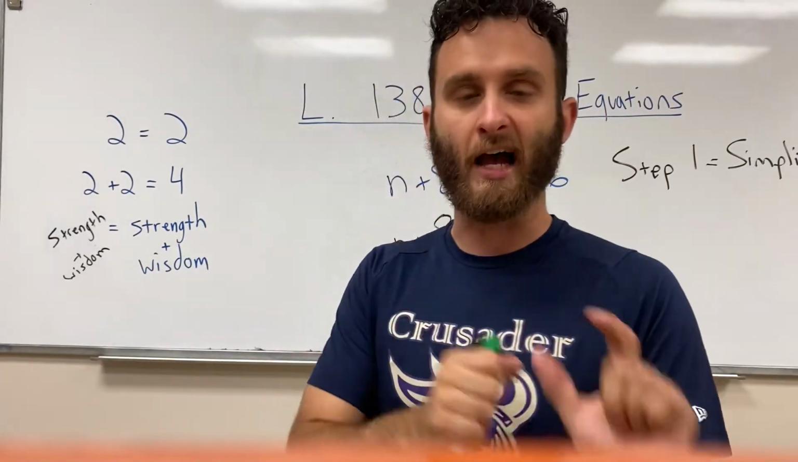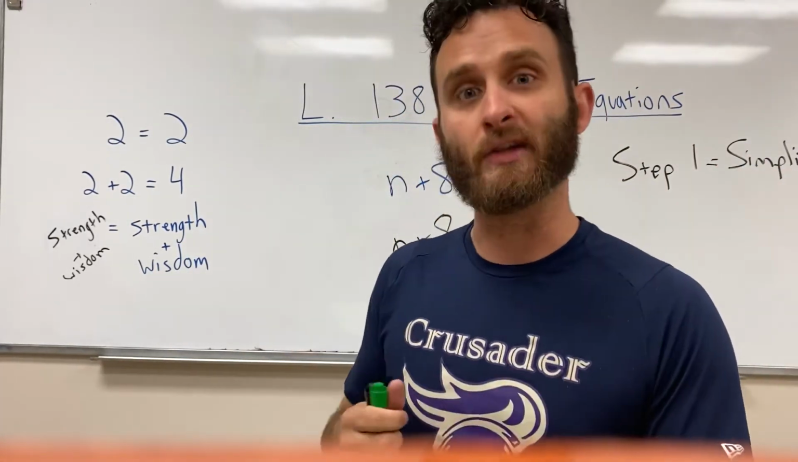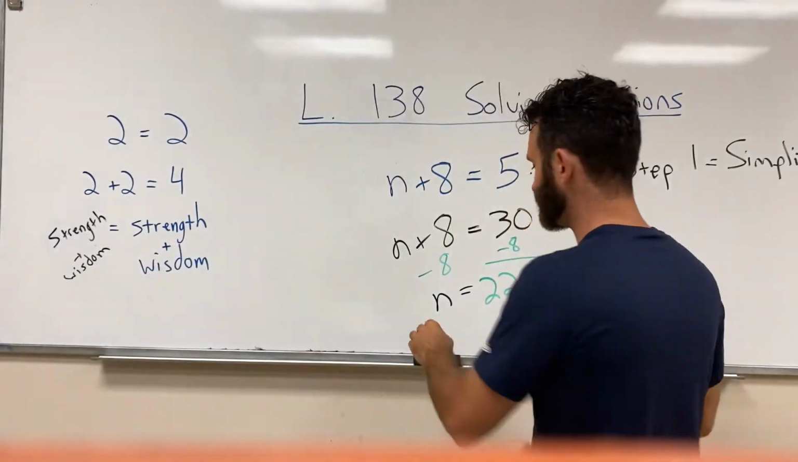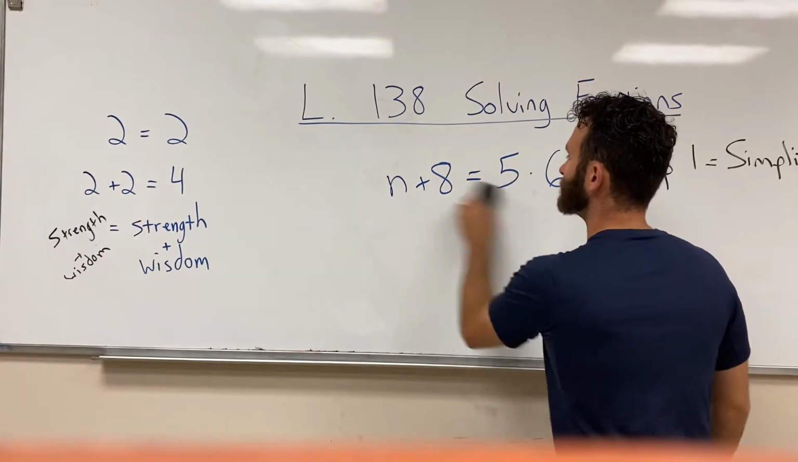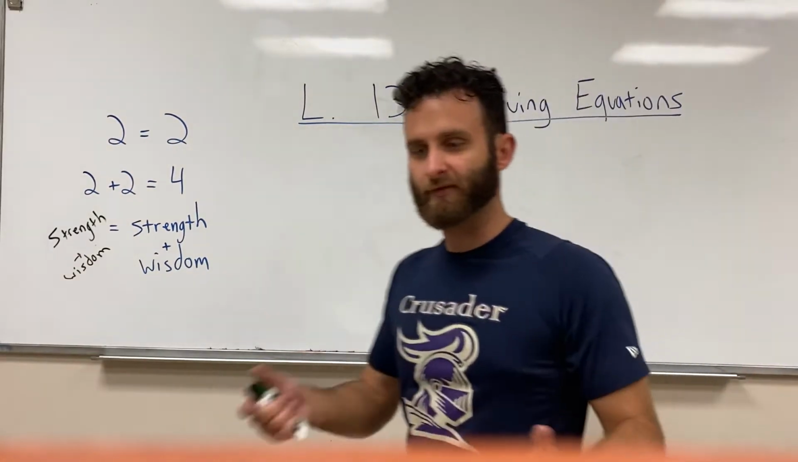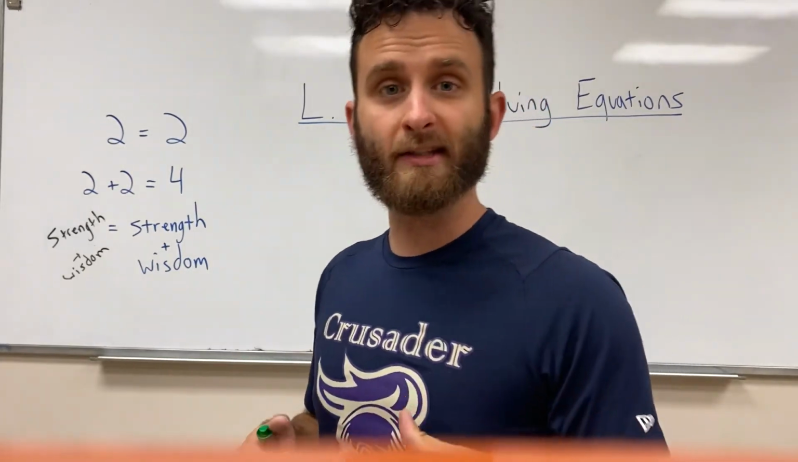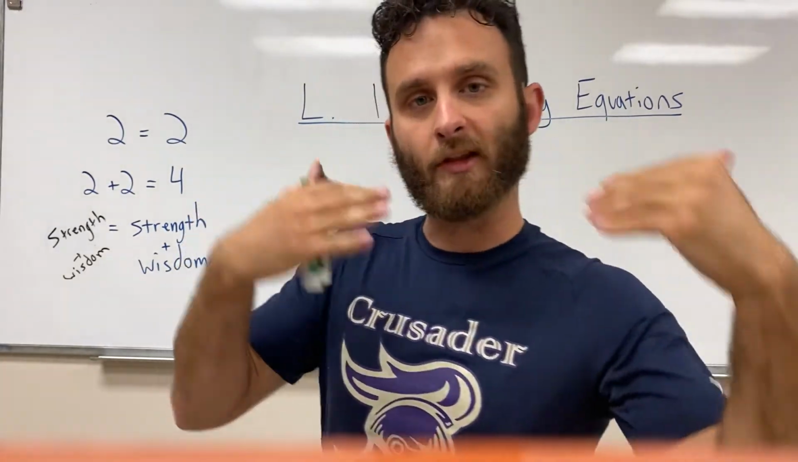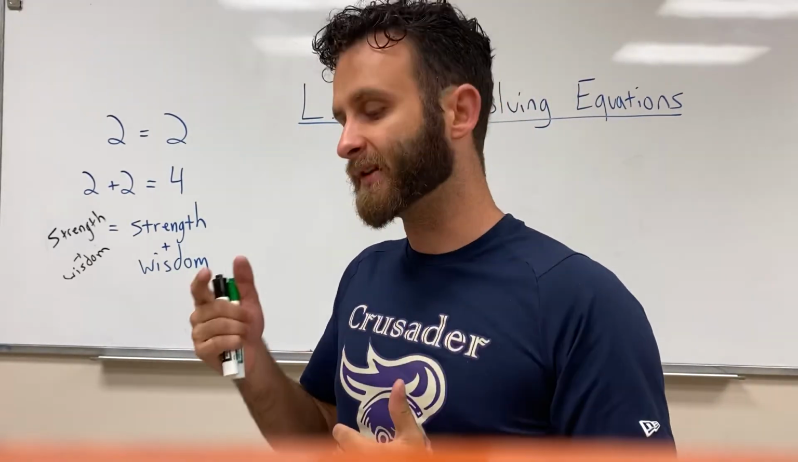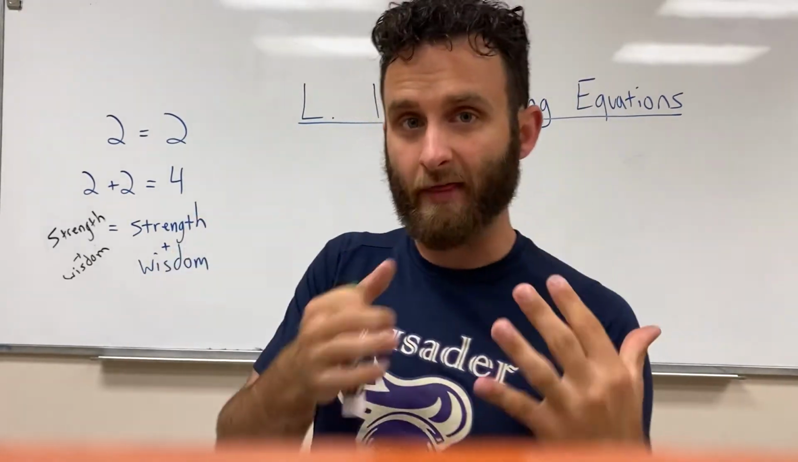You do the opposite to the side with the letter, and then you do the opposite on the other side as well. We're going to do a few more examples here. So step 1, simplify. Step 2 is to make the letter by itself on one side. And how do we do that? We do the opposite to the numbers with n.